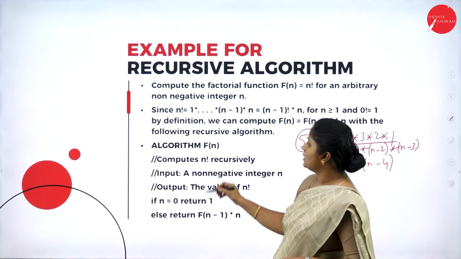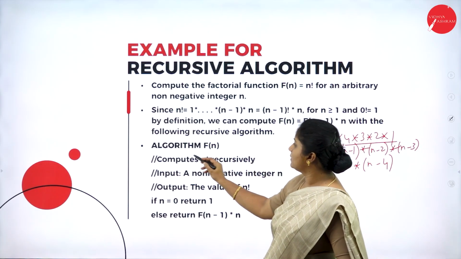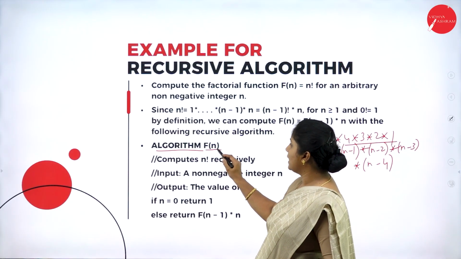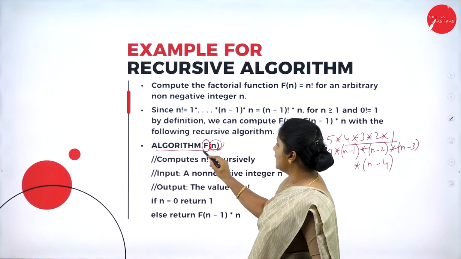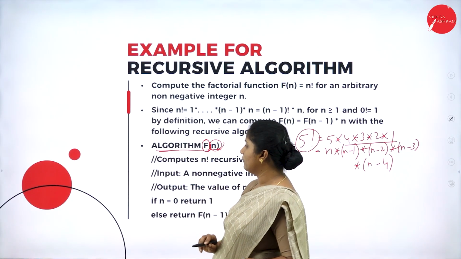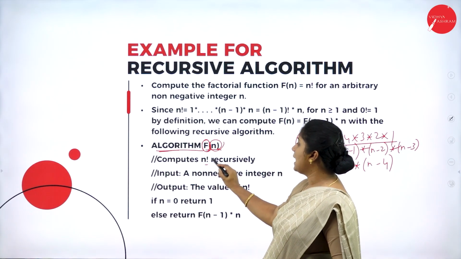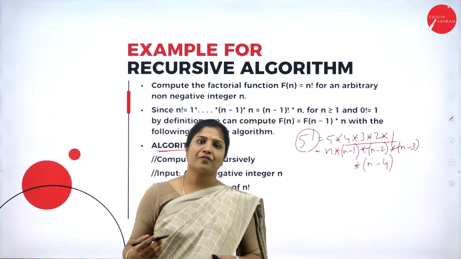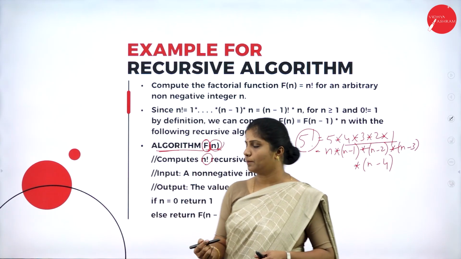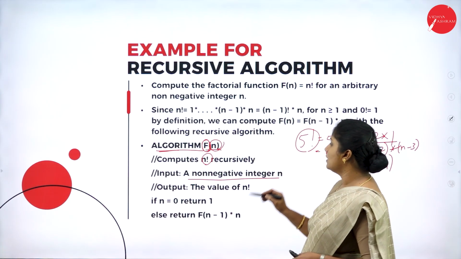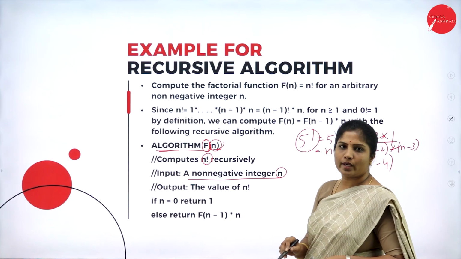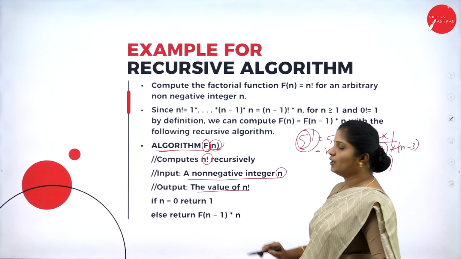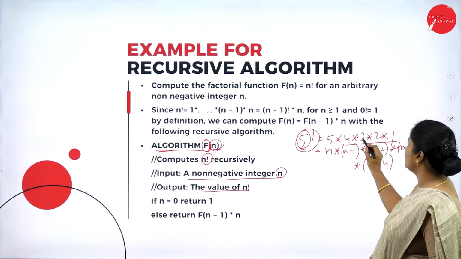So how do we write this as an algorithm? I have the keyword algorithm, then f of n, where n is the parameter and f is the name of the problem. What am I going to do? I am computing n factorial recursively. Recursively means a function which calls itself within a program. Then what is the input? A non-negative integer n, just say I am giving 5. What is the output? The value of n factorial, that is 5 into 4 into 3 into 2 into 1.